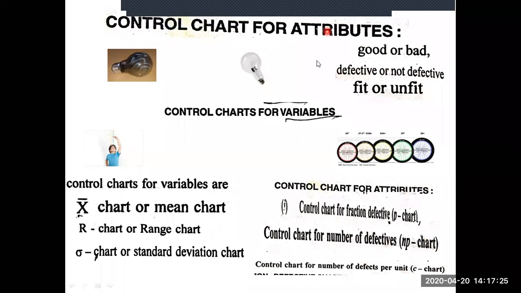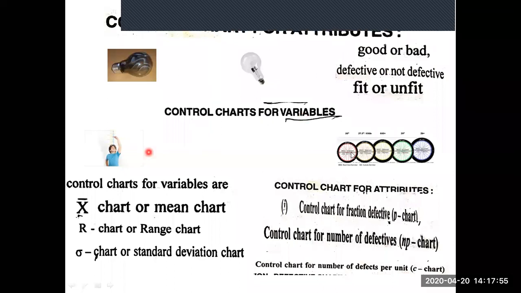What are attributes? What are variables? Let us first consider control charts for variables. Look at this: he is looking at his height. Now consider cycle tires. Each cycle tire has a different diameter. So by looking at these two, you can say that these are control charts for variables. These problems you can do in the control charts for variables.